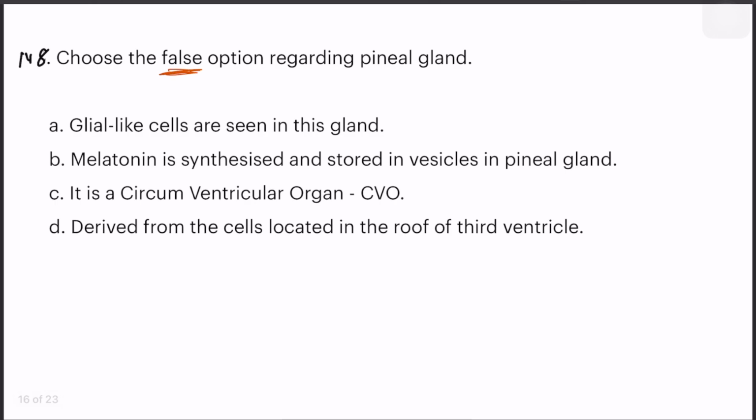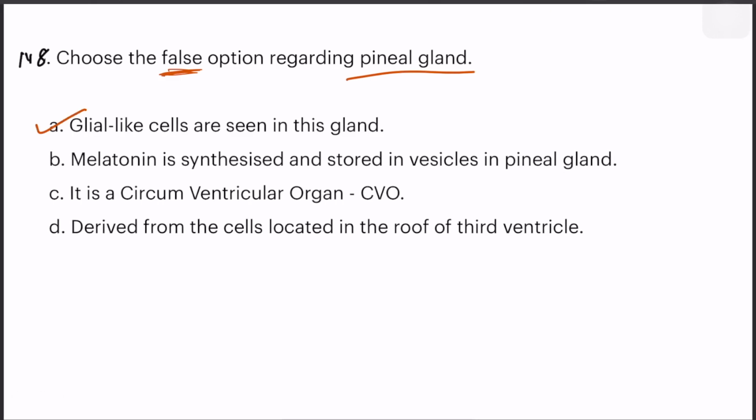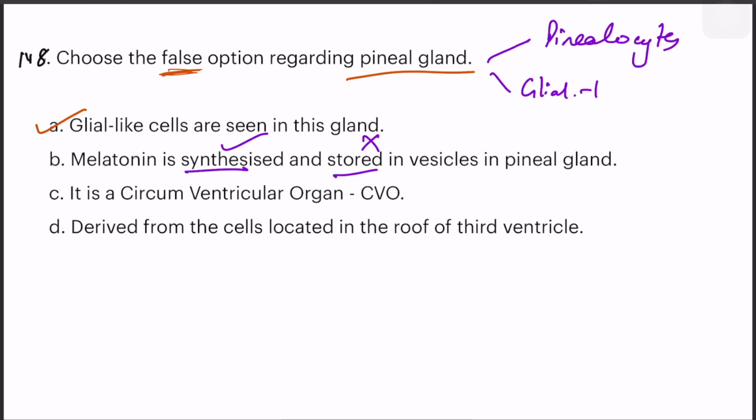False option regarding pineal gland. So let's see one by one. Glial-like cells are seen in this gland. It's true. Two cells are seen in the pineal gland. One is pinealocytes. Another one is glial-like cells. Second option, melatonin is synthesized and stored in vesicles in the pineal gland. Yes, melatonin is synthesized, true, but is it stored? No. Melatonin is not stored in the pineal gland, because it is immediately released into blood after synthesis. Therefore, this is wrong.